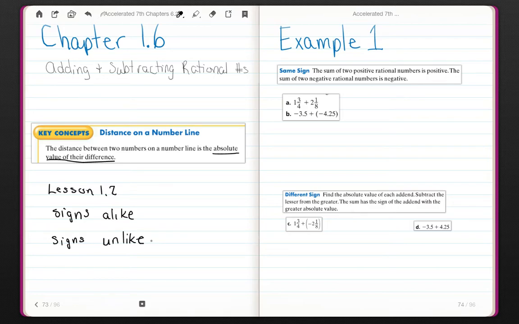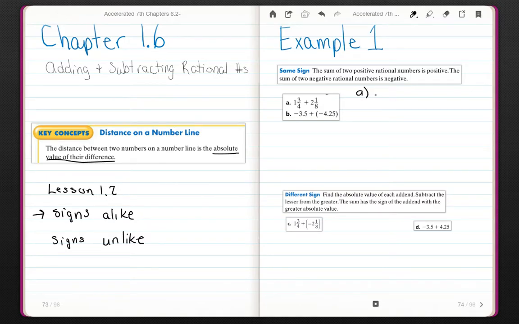The sum of two positive rational numbers is positive. The sum of two negative rational numbers is negative. This goes under the signs alike category. So let's take a stab at these.